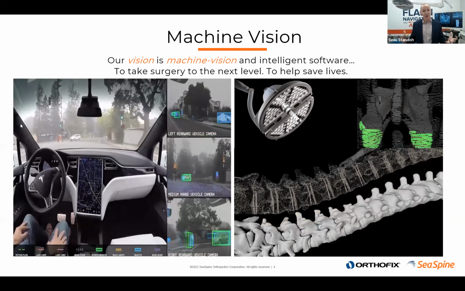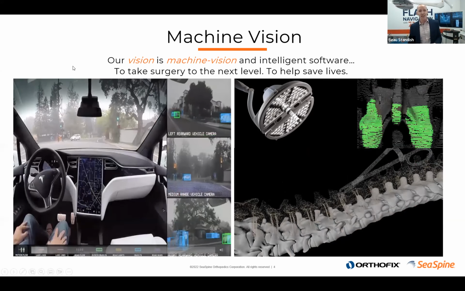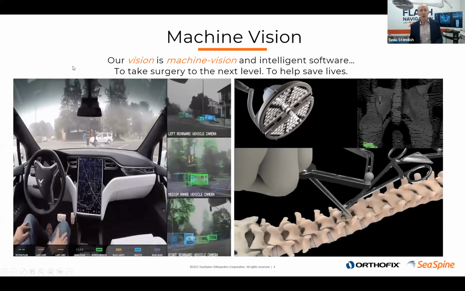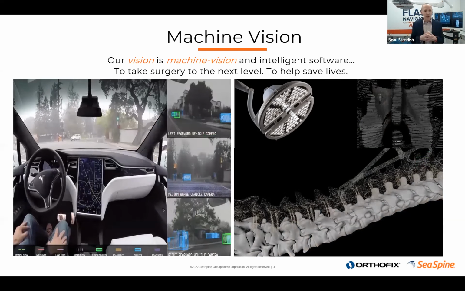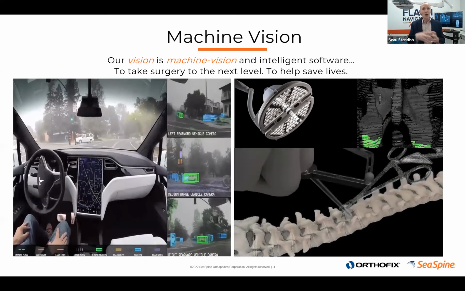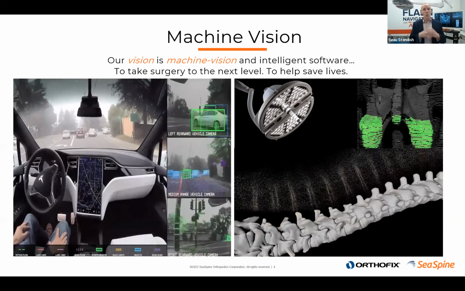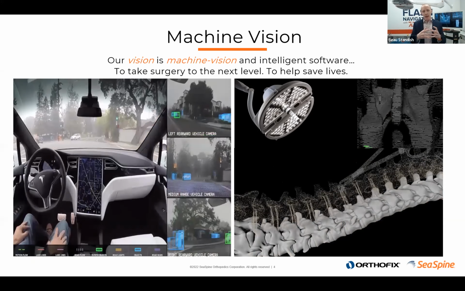technology can do. On the left-hand side here, we see a self-driving vehicle. On the periphery of the cameras, those cameras are constantly interrogating the surroundings, looking for cars, pedestrians crossing the road, speed signs. Well, we thought the technology had evolved enough that we could apply it to medicine.